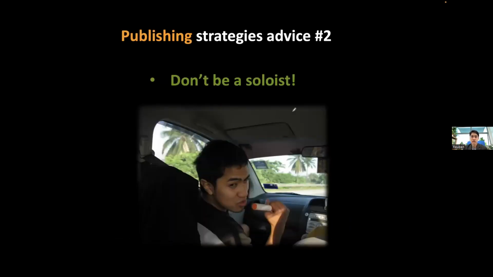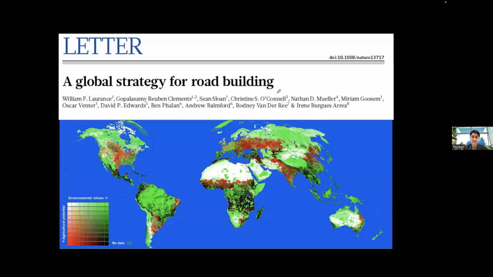Number 2, don't be a soloist. Try not to publish alone. Try to work in a team of scientists or your friends. It's a Nature paper we published by my supervisor. Again, all of us in the team had different skill sets. For example, I was working on the GIS.